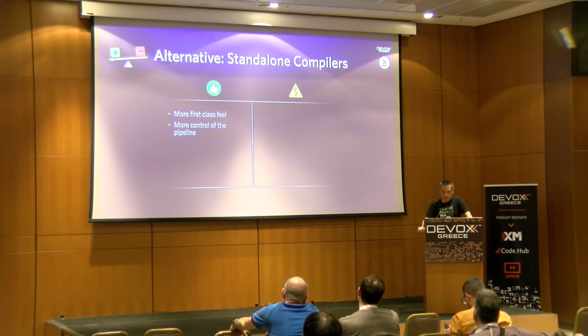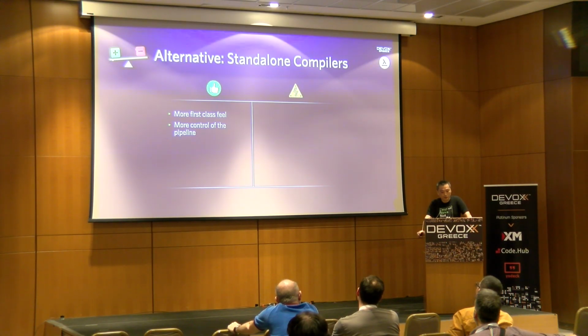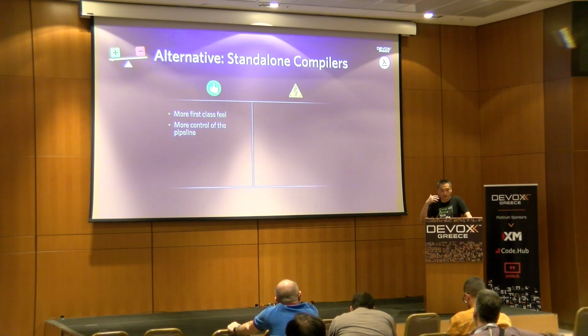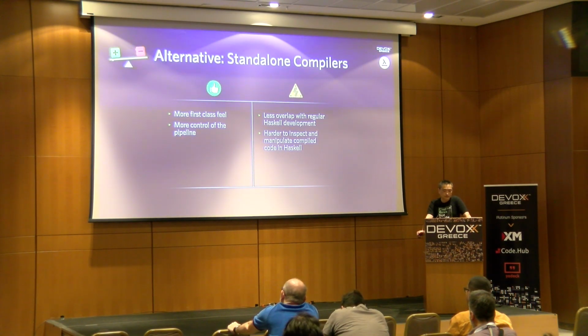And we didn't take this approach because, the advantage of having standalone compilers is that it makes your compiler more first class, right? So now your language has your own compiler. So Plinth may have a compiler called Plinth C or something like that. It's your own compiler. It's first class rather than having to tweak another compiler to do things that it's not designed to do, right? And you also have more control of the compilation because now it's more modular, right? If you are not happy with the parser, you can easily strip it out and replace it with your own parser. So that's very convenient. But then the downside is that it overlaps less with regular Haskell development, right?